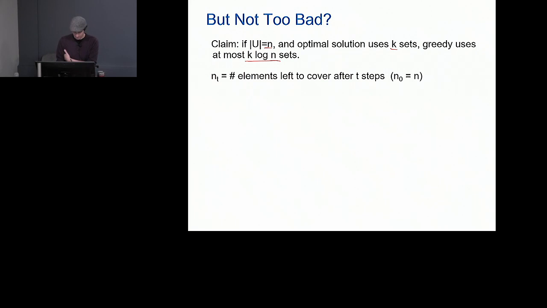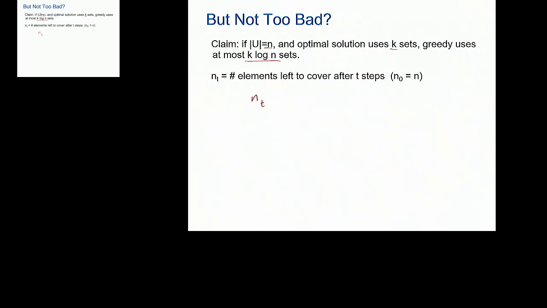I want to argue that N_t, which is the number of elements that I still have left to cover after t steps, is at most (1 - 1/k) N_{t-1}. Which is to say that at every stage of the algorithm, if N_{t-1} are the elements I have left to cover at stage t-1, I can find a set that covers at least a 1/k fraction of them. This follows from the pigeonhole principle.